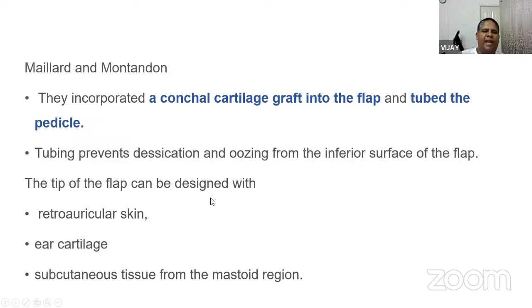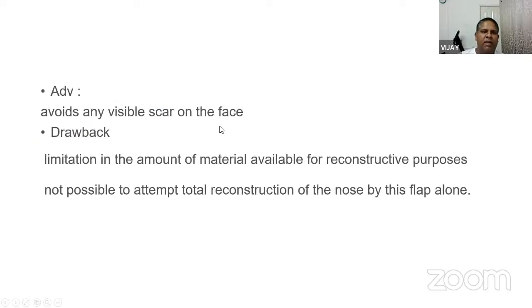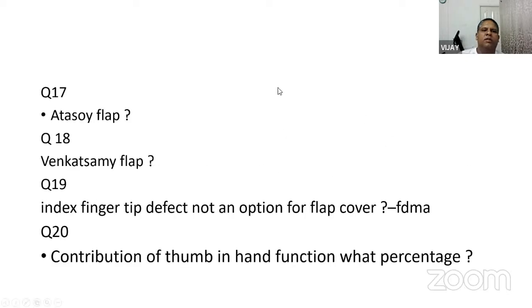The tip of the flap can be redesigned with retroauricular skin or cartilage and also subcutaneous tissue from the mastoid region. The main advantage of the Brachial flap is it doesn't give any visible scar on the face. But the disadvantage is the amount of material available for the reconstruction is very thin. Only a small amount of the mastoid material is available. It is not possible to attempt a total reconstruction of the nose by this flap alone.